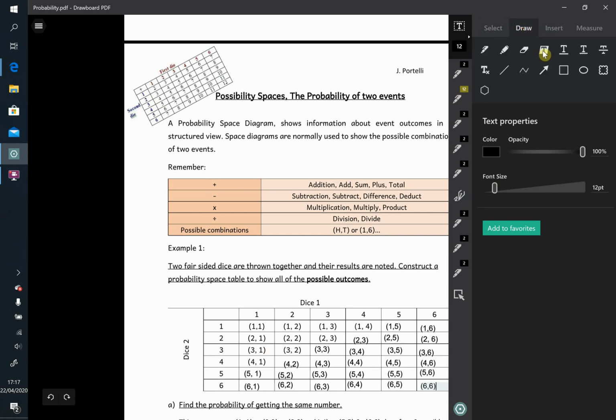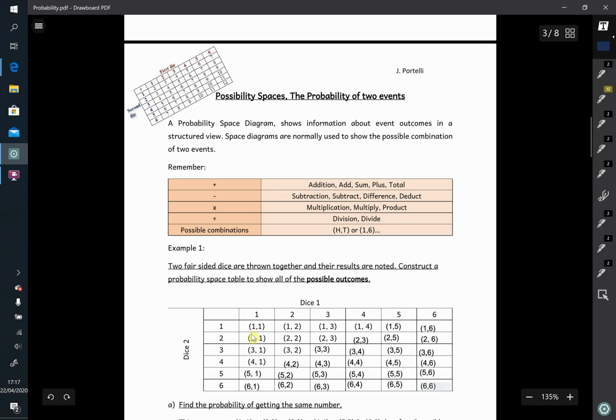I want to see if I have some sort of highlighter. Yes, the opacity, I'm going to decrease it a little bit. I like this color. So here we've got 1, 1, 2, 2, there's a pattern. 3, 3.